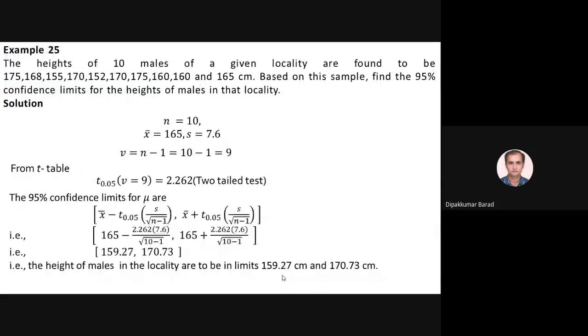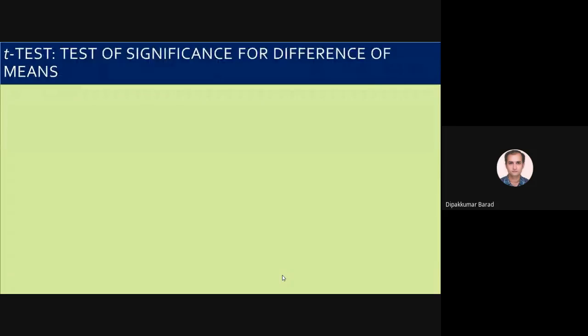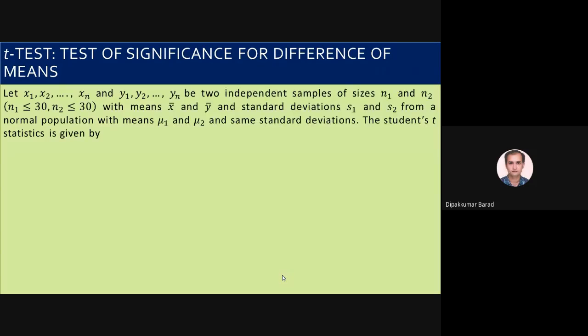Okay, so here we have completed the test for a single mean. Now, Student's t-test: test of significance for a difference of means. For that you have two independent samples of sizes n1 and n2, which are less than or equal to 30, with random variables x1, x2, up to xn, and y1, y2, up to yn, with standard deviations s1 and s2 from normal populations with means mu1 and mu2, and the same standard deviation for the given populations.